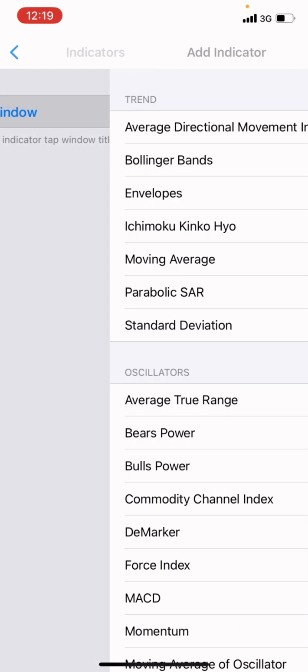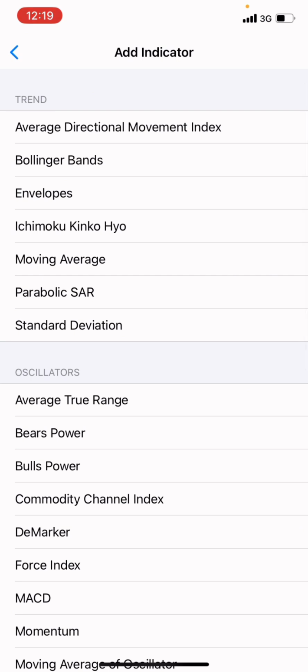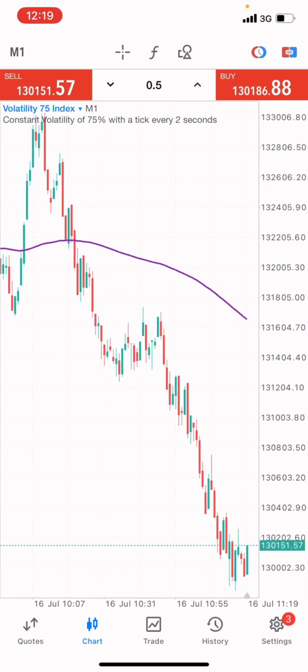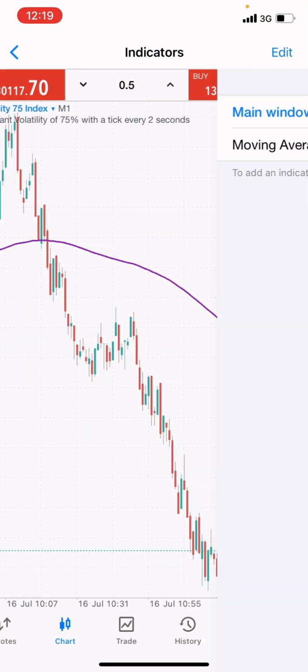So that I will be able to trade this market successfully. Right now, for these indicators, we're going to put on the moving average on indicator window 1, period 200, shift 0, exponential, method apply to close. The style is 2 pixels using the straight line, then you click on done. All right, so this is what we're seeing here.